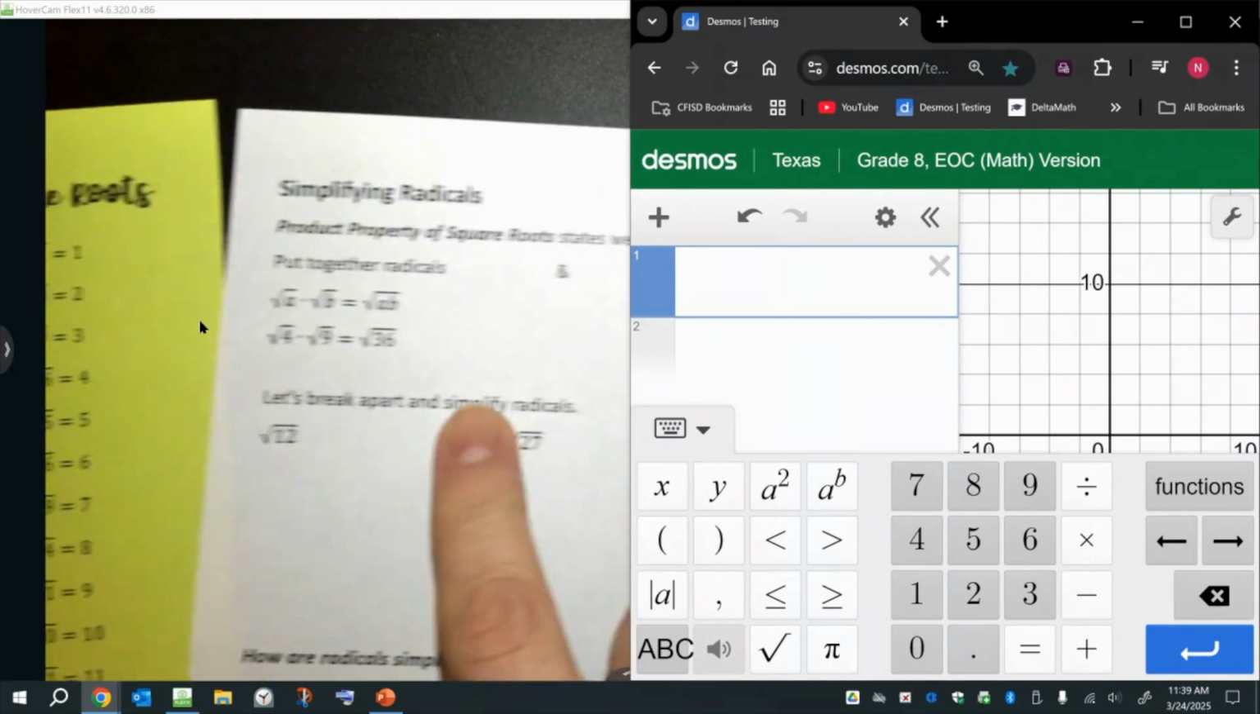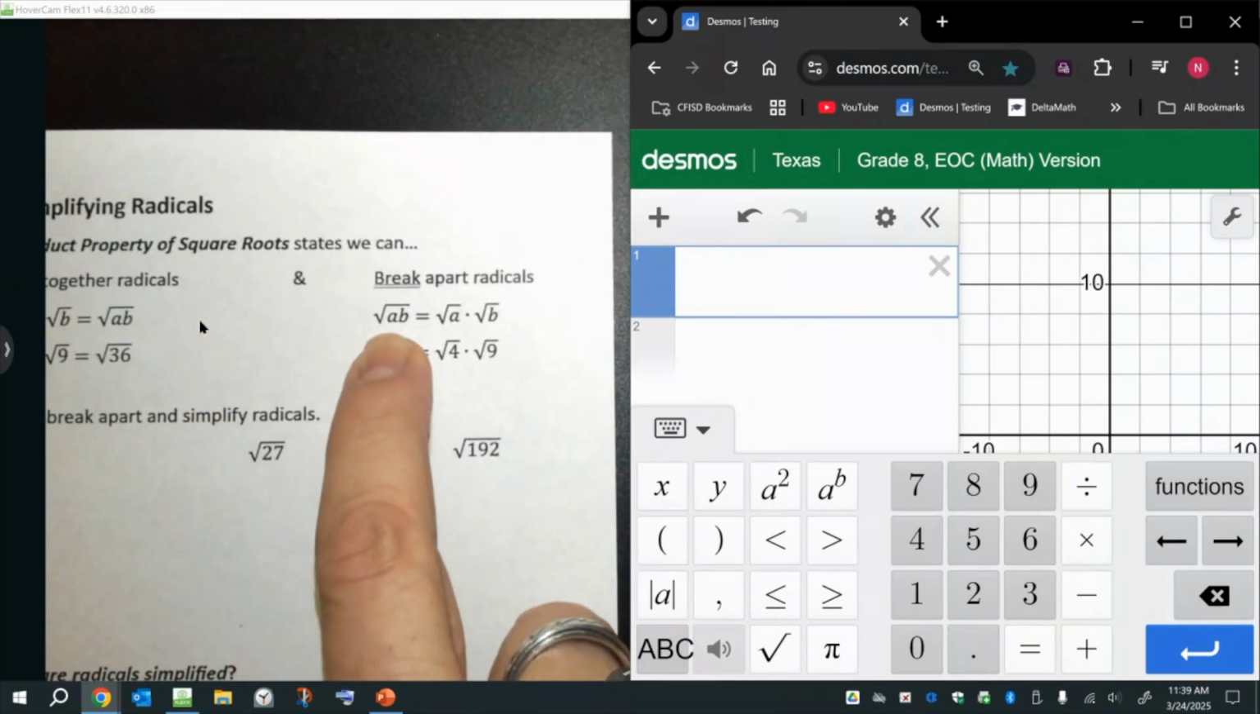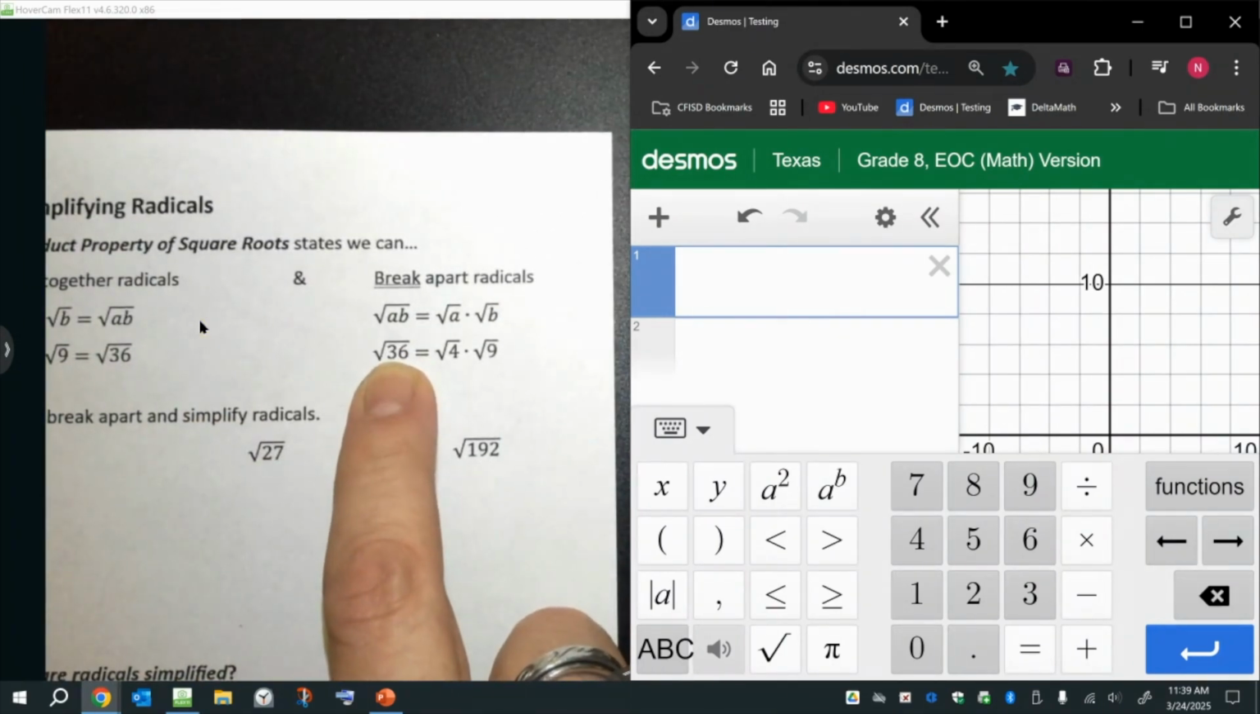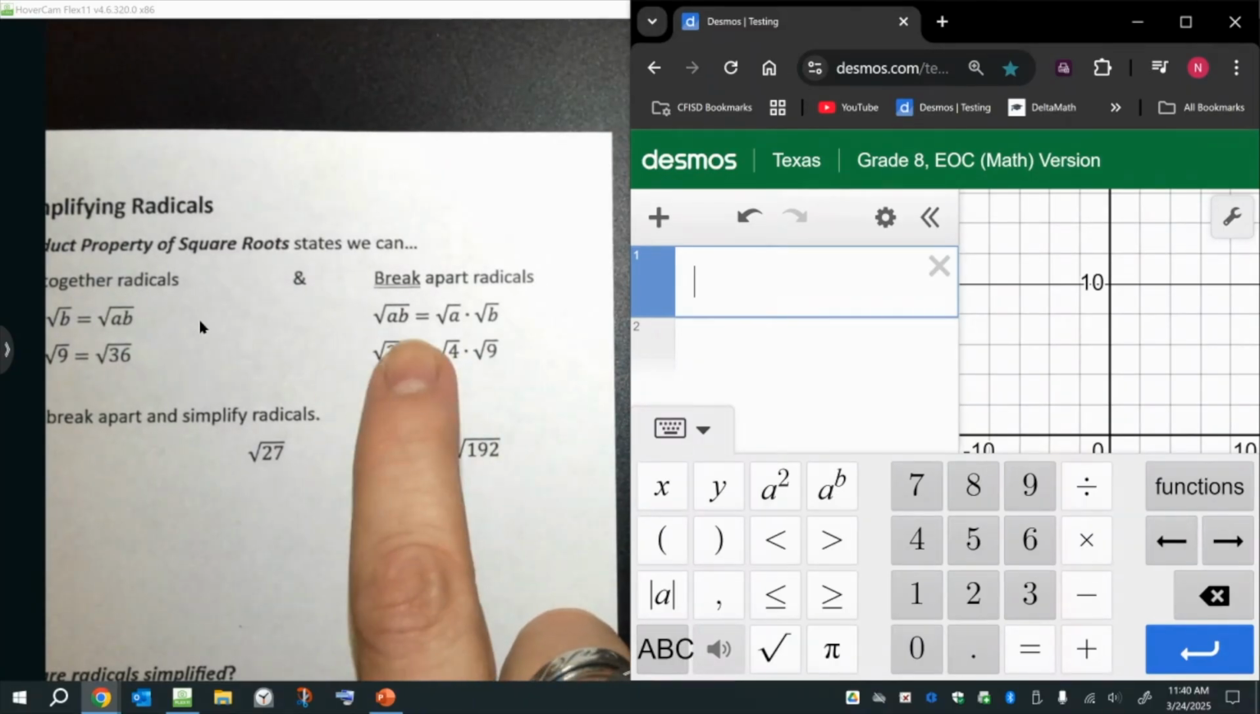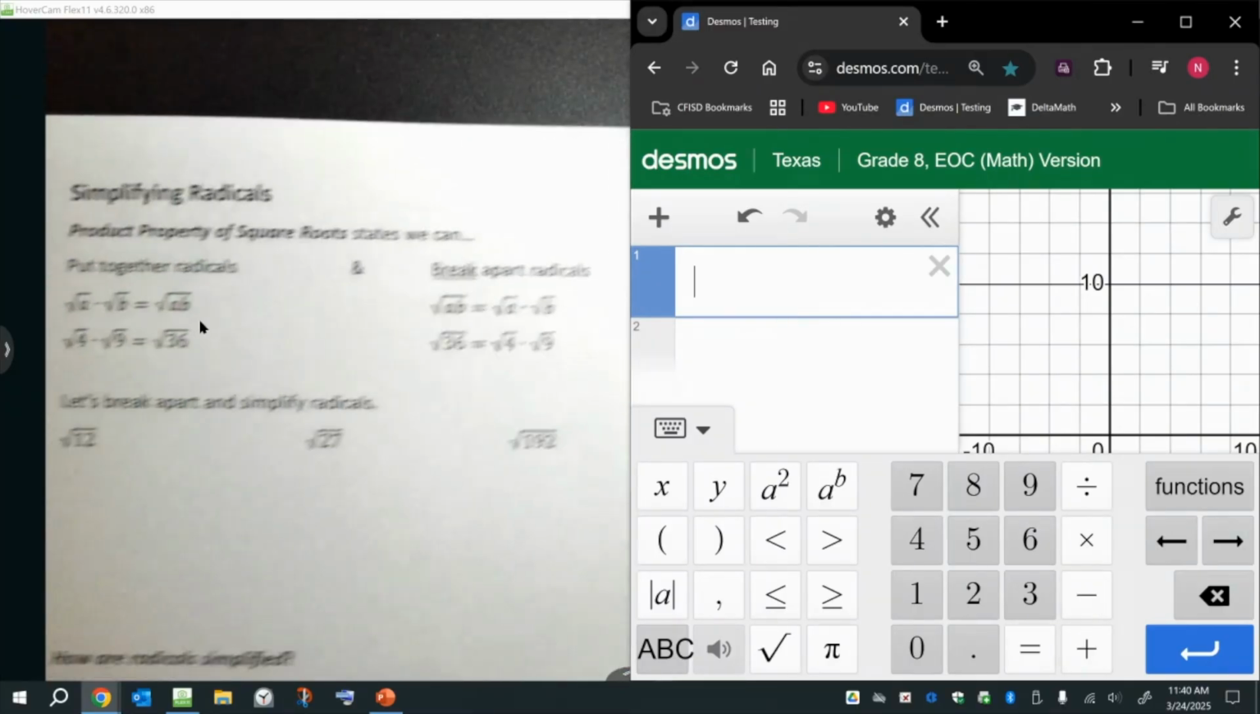Okay? What we're going to focus on mainly is breaking them apart. In other words, if I have something like 36, I want to break it down to factors like 4 times 9, because that gives me 36, and then we'll break it down to something even smaller. So let's take a look.